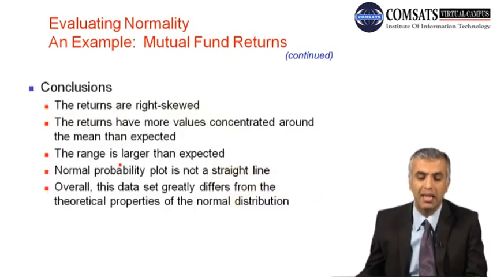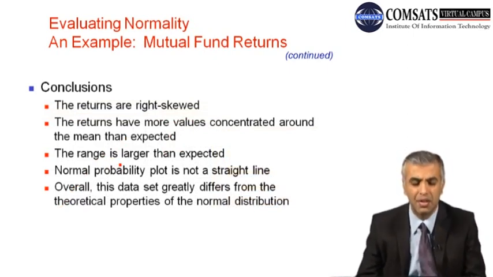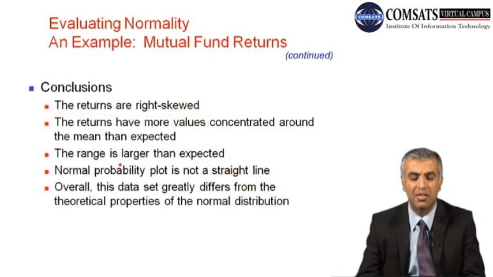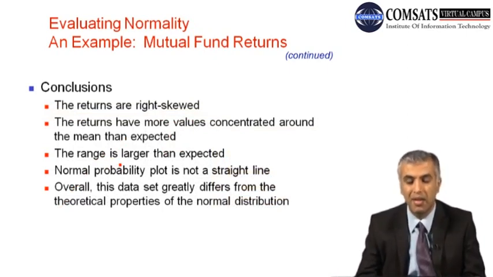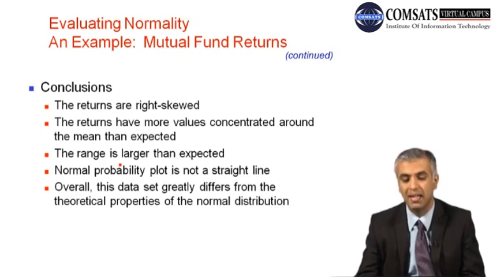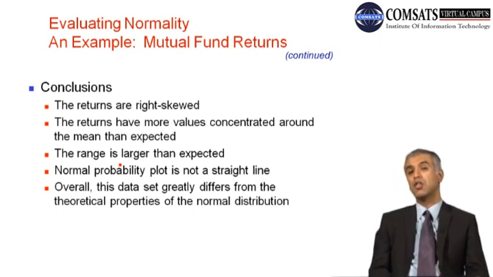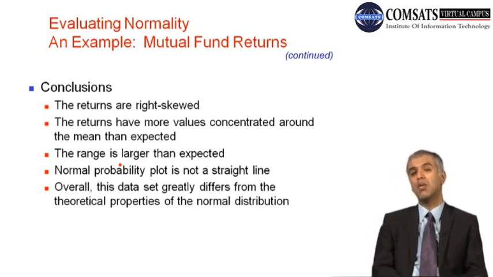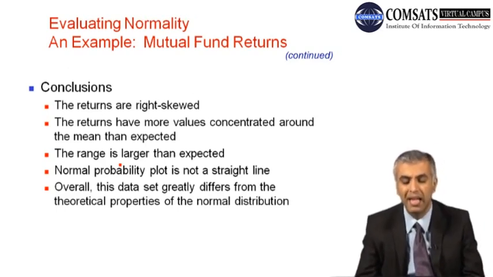So again, the conclusions of the data set which we just discussed here: the returns overall are right-skewed, the values are more concentrated around the mean, and the range is larger than expected. And again, the normal probability plot is not a straight line because of the presence of extreme outliers. So we have to treat those outliers.